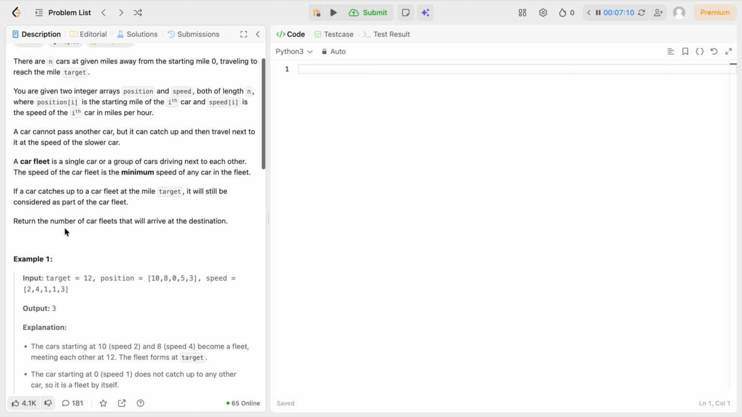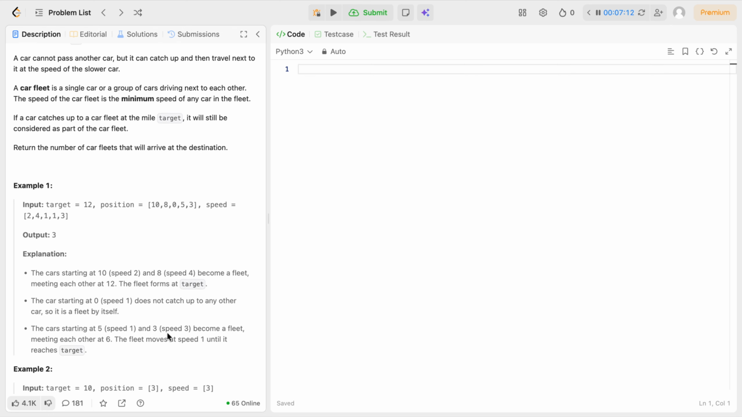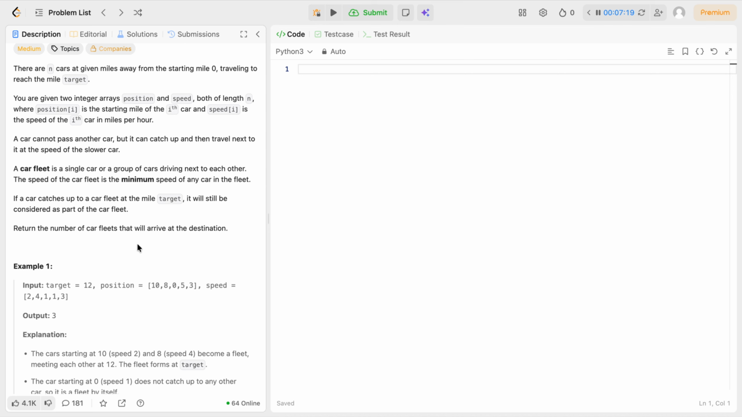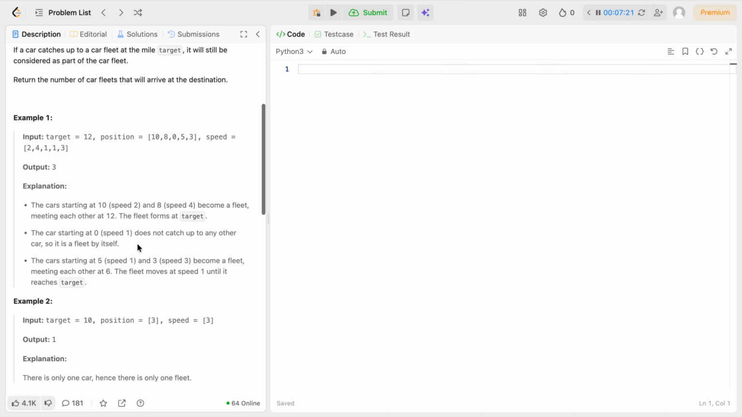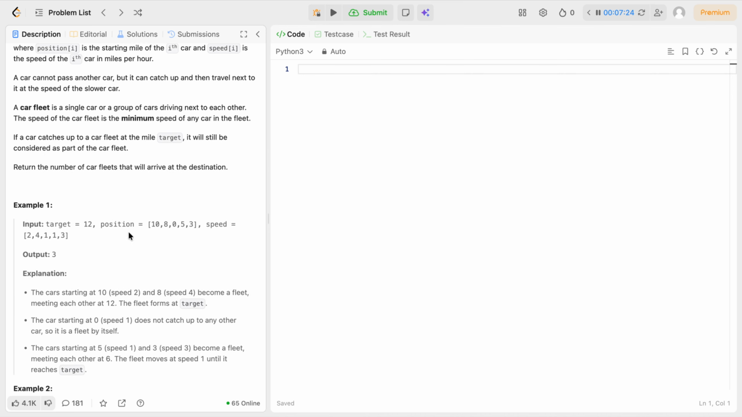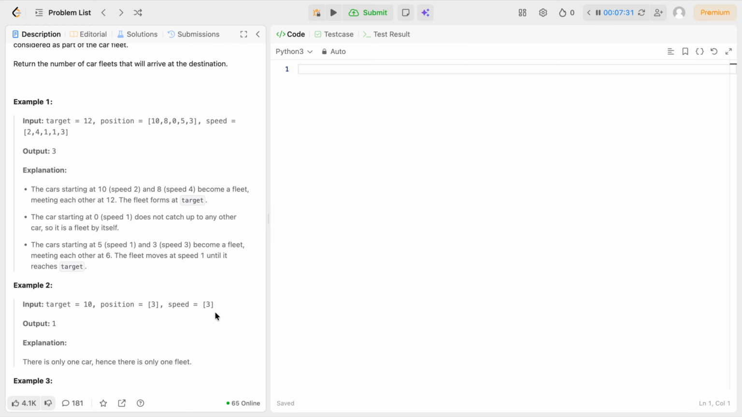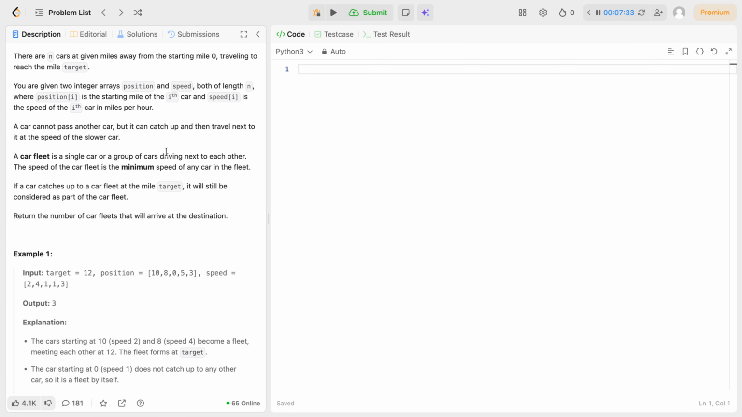What if the cars pass each other? Or I guess if it tries to pass, it cannot pass. So if it reaches the other car, then it just connects with the other car, becomes a fleet, and then travels at the same speed as the slower car.